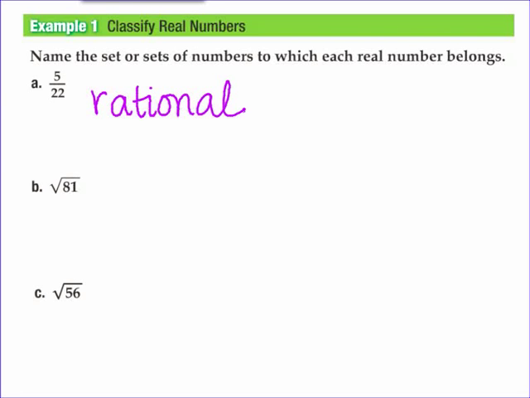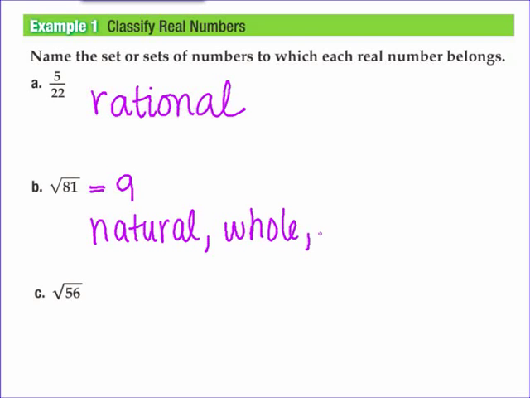Okay, square root of 81. What do I know the square root of 81 is? 9. So now we're going to deal with 9 because that's a little bit easier to deal with. Is 9 a natural number? Yeah, you can count it on your hands, right? So if it's a natural, it's also a whole. And if it's a whole, it's also an integer. And if it's an integer, it's also a rational.